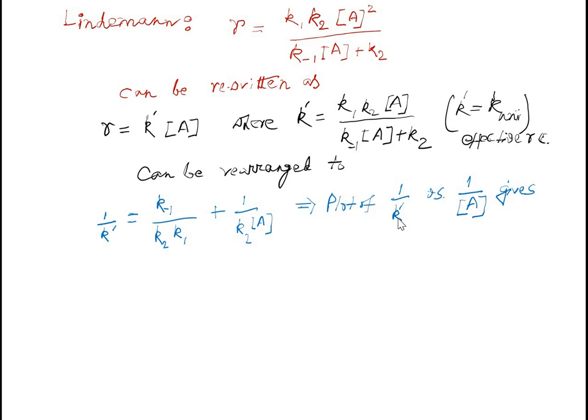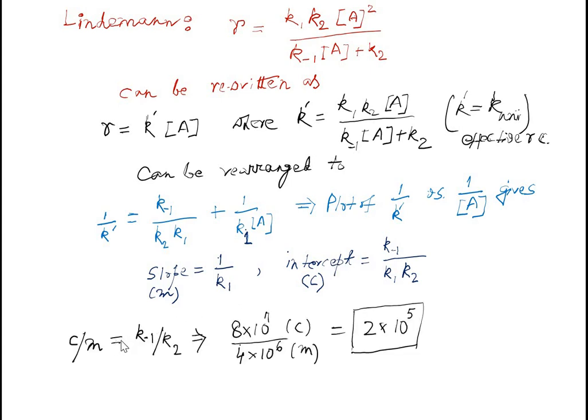So plot of 1 by k prime versus 1 by a: the y axis is 1 by k prime and 1 by a is the x axis, and that would give you the slope 1 by k1, and the intercept would be k minus 1 by k1. If you look carefully, this intercept by slope gives you what is wanted in the question, k minus 1 by k2, and the values of the slope and intercept are given. So you can get the final answer to be 2 into 10 to the power 5.